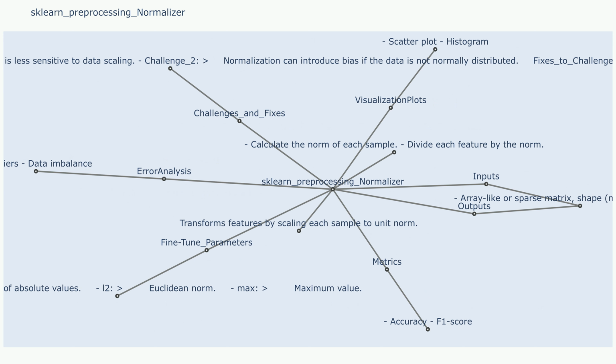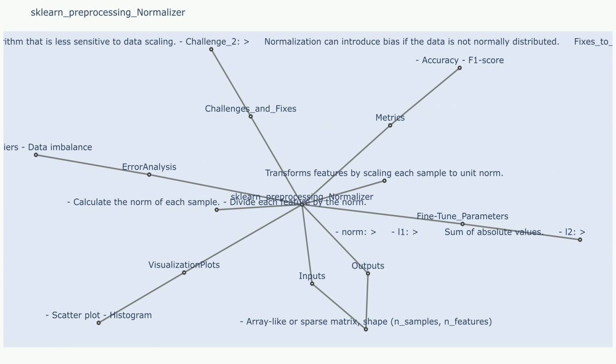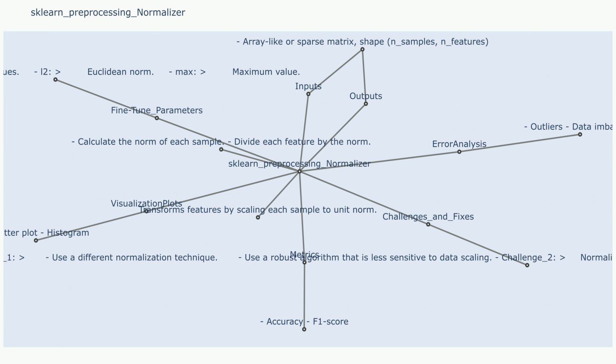Steps. Reshaping. If the input data is not a 2D array, e.g., it's a 1D array, the normalizer will reshape it into a 2D array with each sample as a row. Norm calculation for each sample row in the dataset. The norm, usually Euclidean norm, is calculated. Scaling. Each feature in the sample is divided by the calculated norm, resulting in the normalized sample. Metrics.